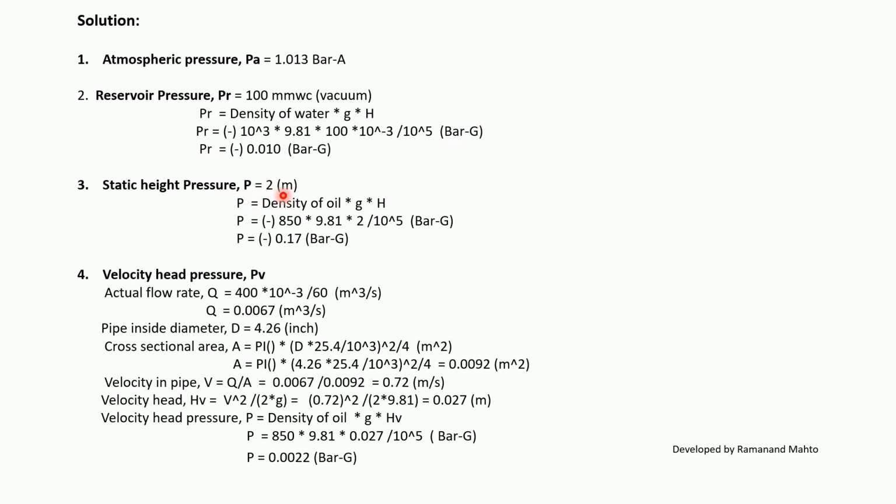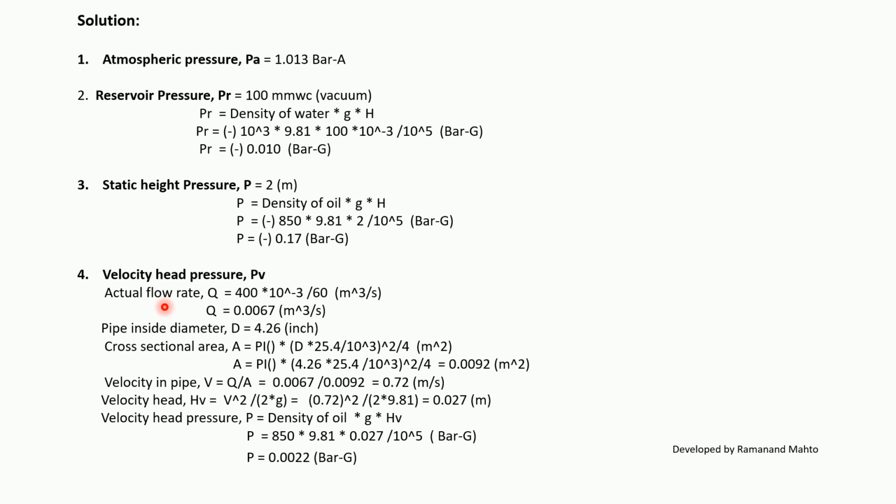Static height pressure, that is P, is 2 meter, so it is oil, so density of oil into g into h. So again it is vertical, pump is above, so minus 850 into 9.81 into 2, divided by 10 to the power 5 for converting to bar. So on calculation it is coming minus 0.17 bar gauge.